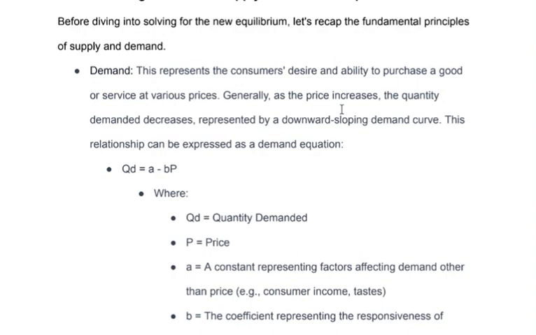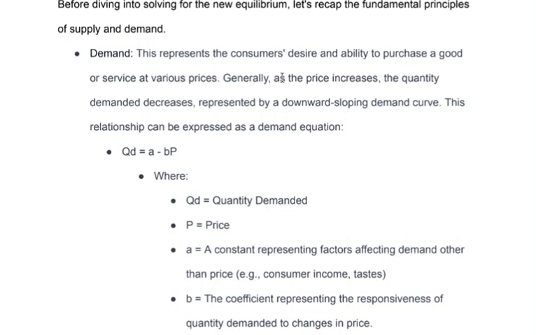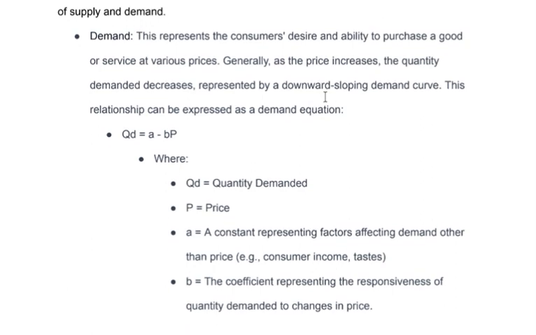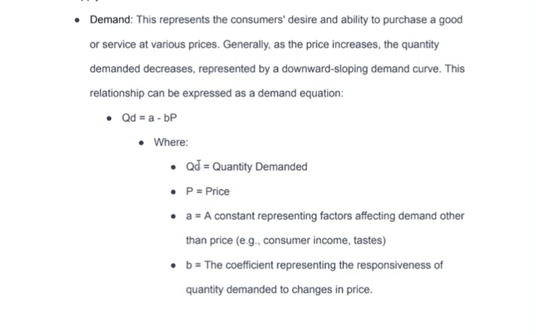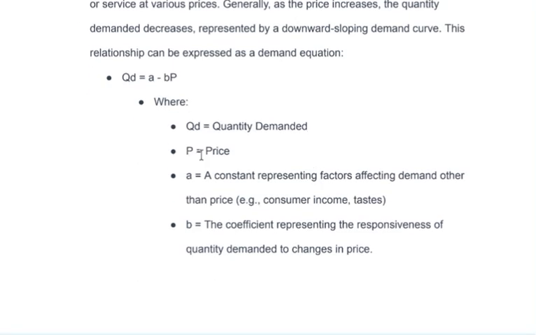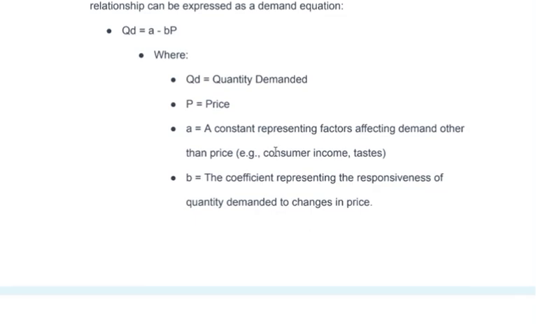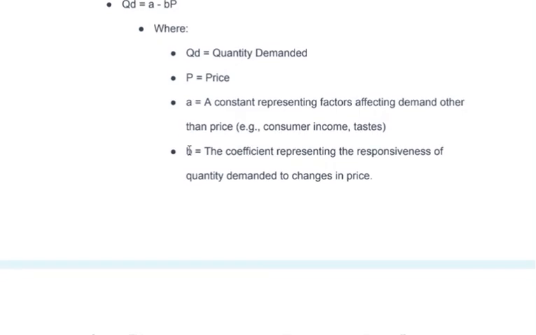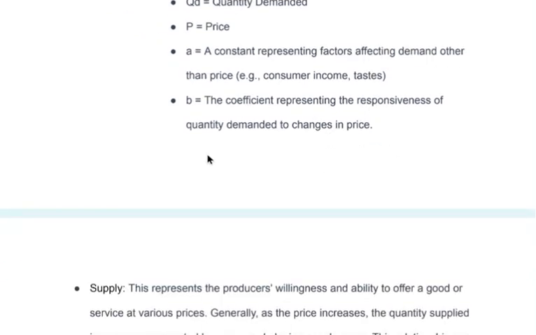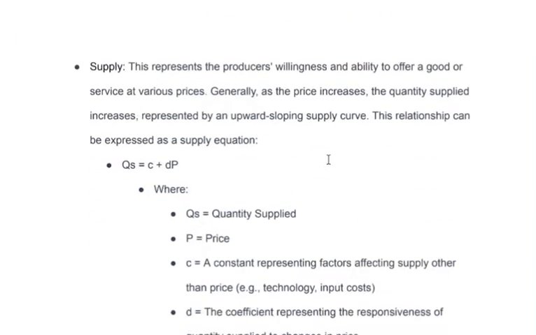Demand. This represents the consumer's desire and ability to purchase a good or service at various prices. Generally, as the price increases, the quantity demanded decreases, represented by a downward-sloping demand curve. This relationship can be expressed as a demand equation: QD equals A minus BP, where QD equals quantity demanded, P equals price, A equals a constant representing factors affecting demand other than price, and B equals the coefficient representing the responsiveness of quantity demanded to changes in price.